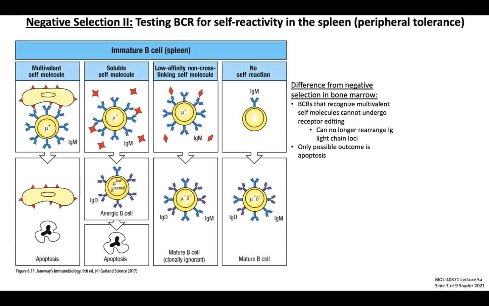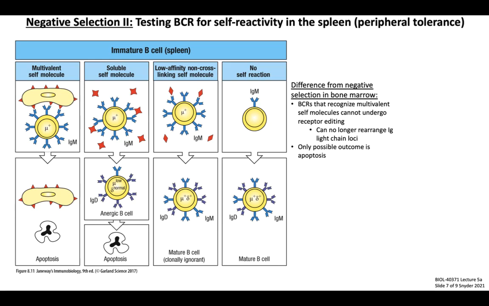B cell clones that recognize monovalent or low affinity self-antigens assume a state of clonal ignorance, shown here in the third column, much like we just discussed during negative selection in the bone marrow. These cells, again, are technically autoreactive, but will likely never undergo activation upon binding to self-antigen, so they are viewed as functionally harmless, and therefore they're allowed to progress through the final stages of B cell maturation.